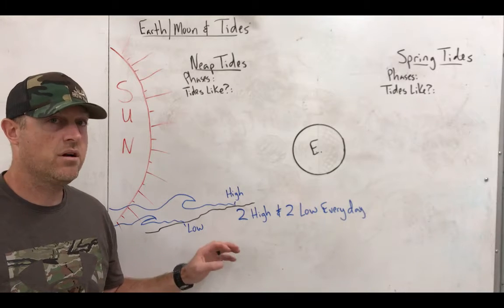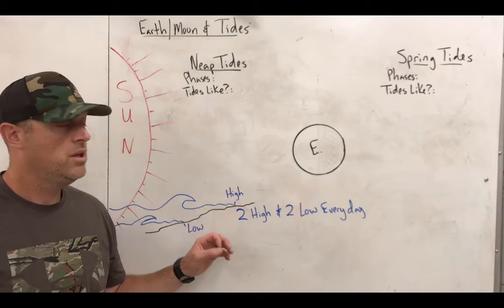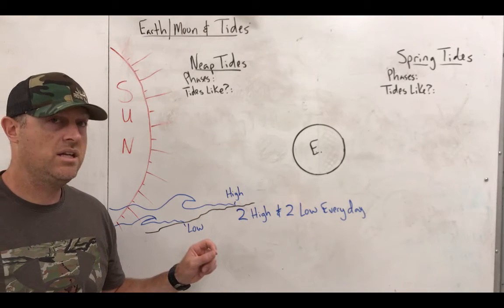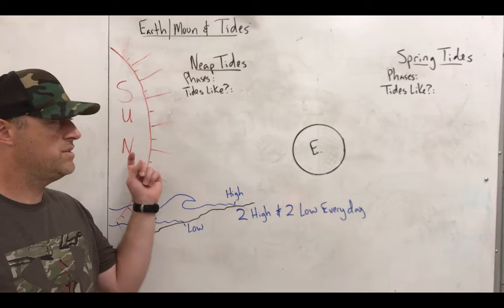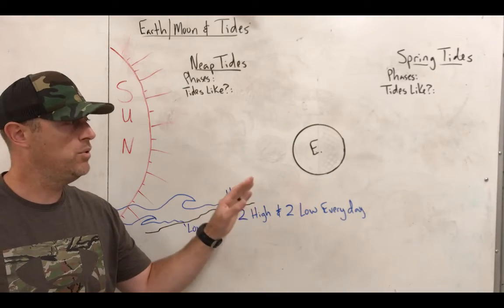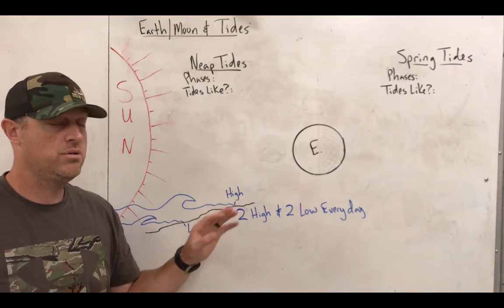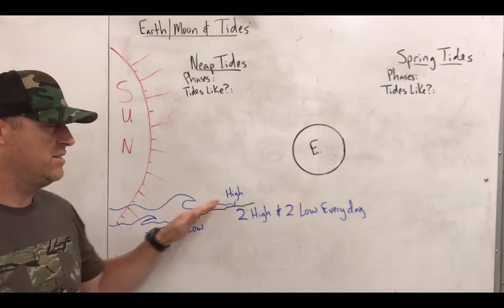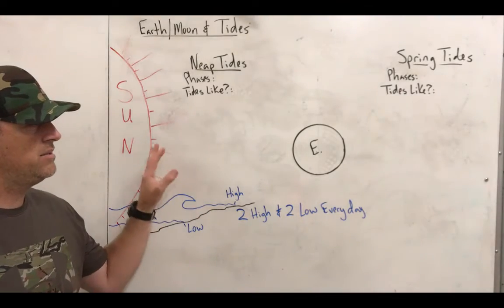These tides are directly connected to the moon phases that we've learned about, and the gravity of the moon and the sun, and where the moon and the sun are in relationship to the earth. And so why do the tides occur? Well, basically it is because of gravity.